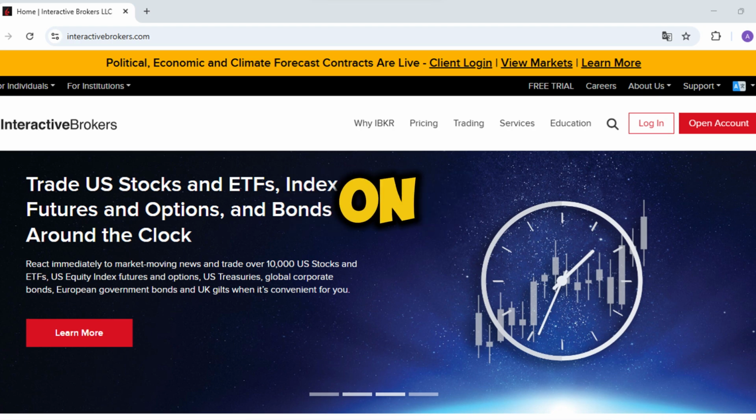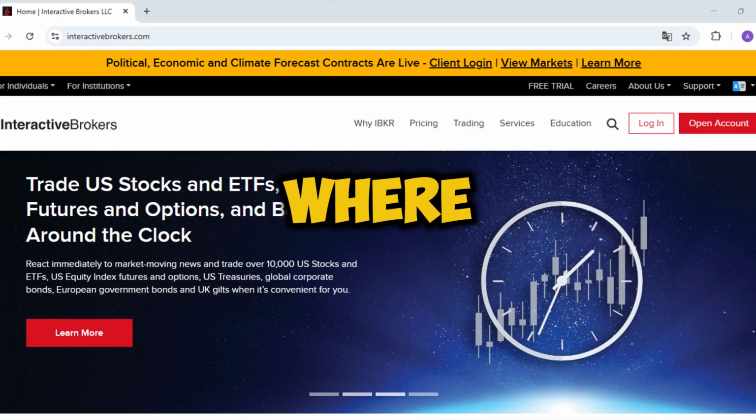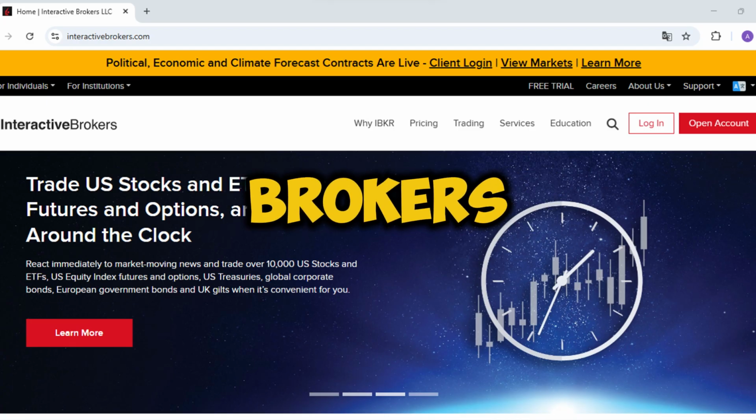How to trade Forex on Interactive Brokers. Interested in trading Forex but not sure where to start? Here's a quick guide to get you trading on Interactive Brokers.